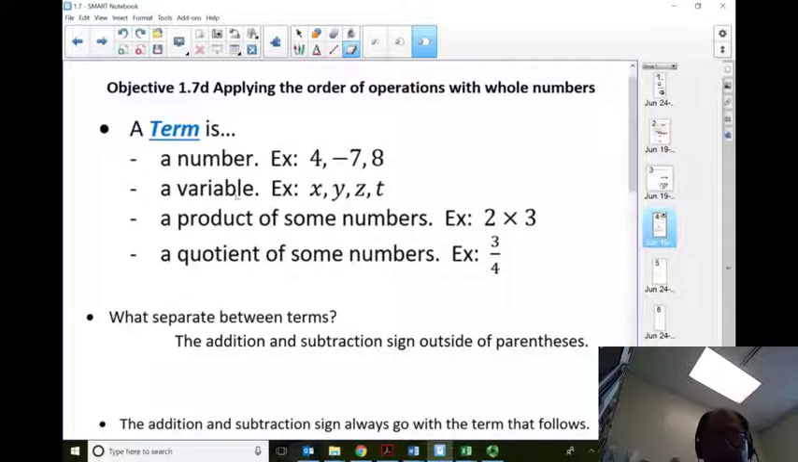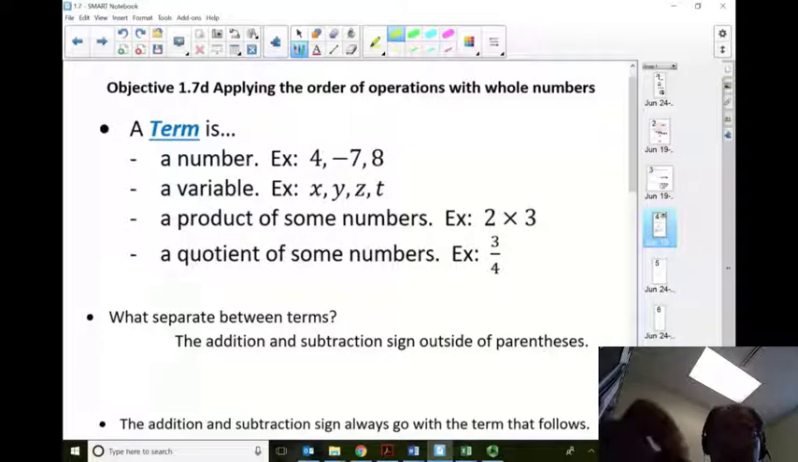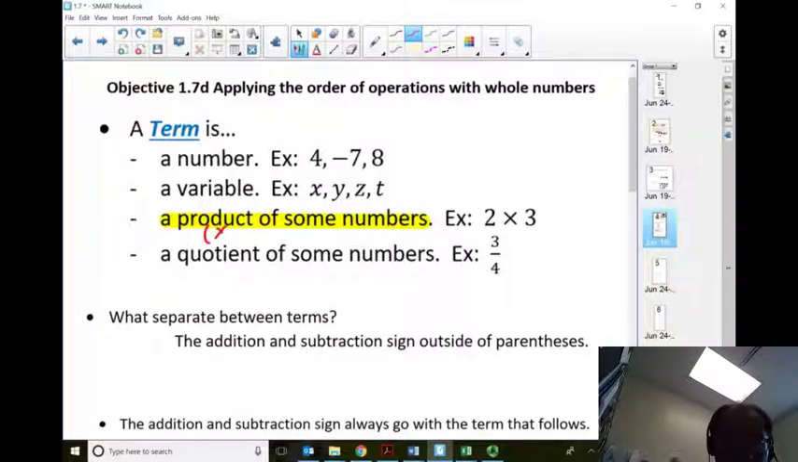A term is also a variable. All the single-lettered variables, x alone, y alone, z alone, is considered as one term. Now, the definition gets a little bit tricky with this third one. A term is also a product of some numbers. The word product means multiplication. So what I'm saying here is a multiplication of some numbers is considered as one term. For example, 2 times 3. We know 2 times 3 is equal to 6. We know 6 is a number, so 6 is a term.